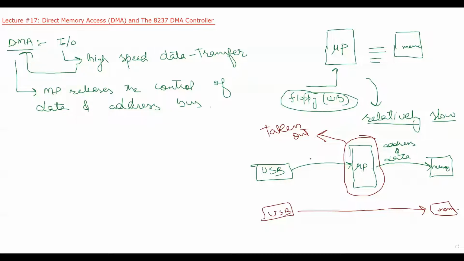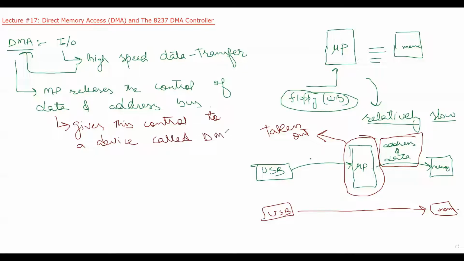So what is happening? In direct memory access, the microprocessor releases the control of the data and address bus. It releases its control, so the microprocessor is not in control of the address and data bus. And after releasing the control of the data and address bus, it gives this control to a device called a DMA controller.